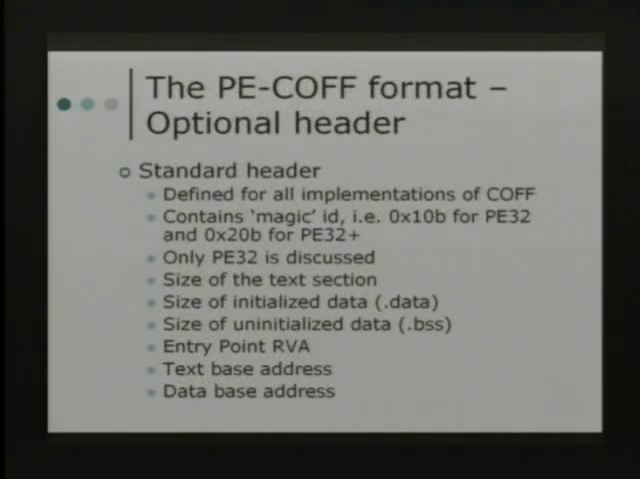So getting down to the standard COFF header, we have the magic field, which is going to be 10B hex for PE32 and 20B for PE32+. Again, I wanted to stay specific, so PE32 is the only thing discussed right now. From our viewpoint, the size of the text section, the size of data, size of BSS, entry point, and the text and data base addresses are going to be what's interesting for our purposes.